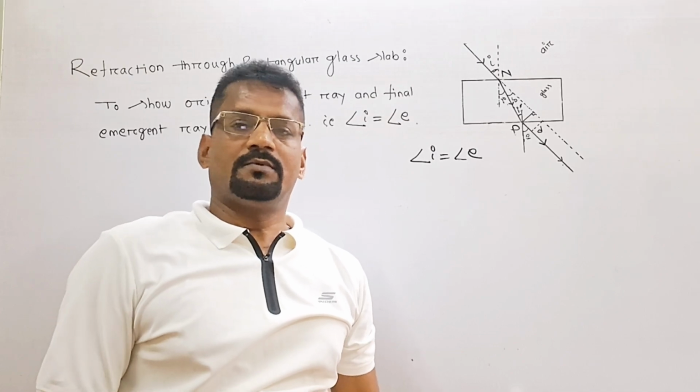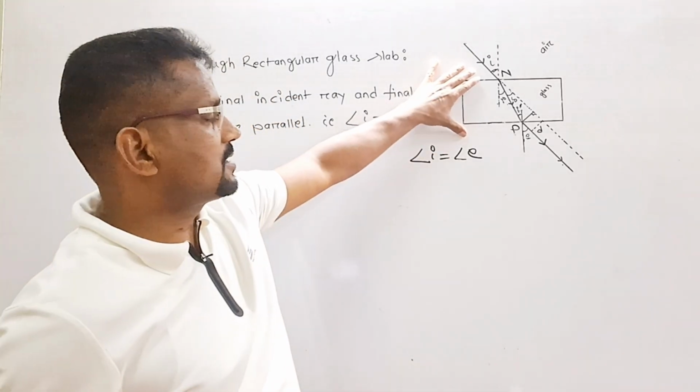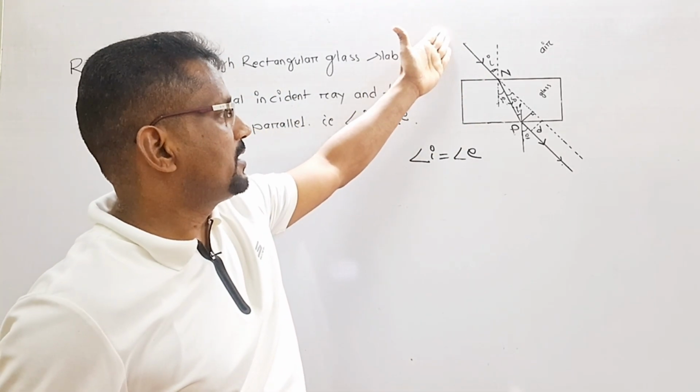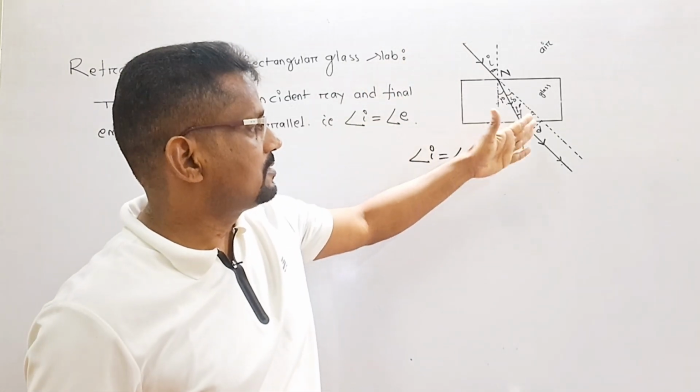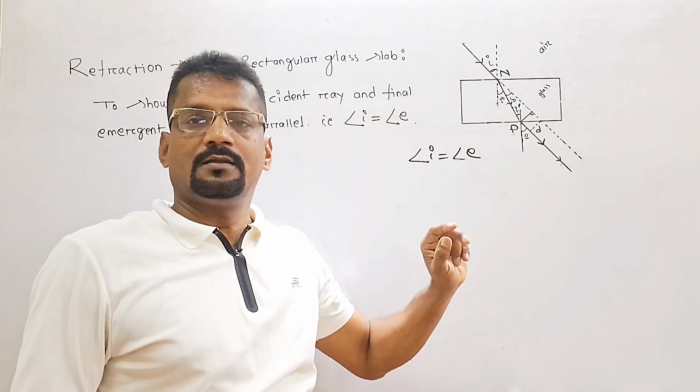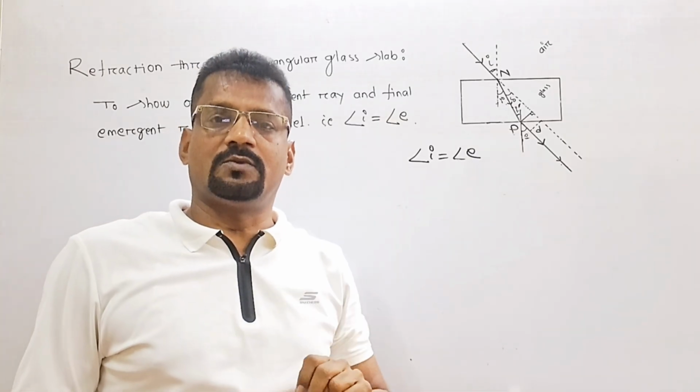Refraction through a glass slab. Here, this is a glass slab and a light ray enters from air to glass, then finally emerges out, that is, from glass to air. It means refraction takes place two times.